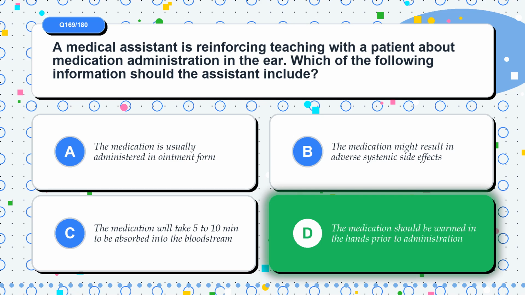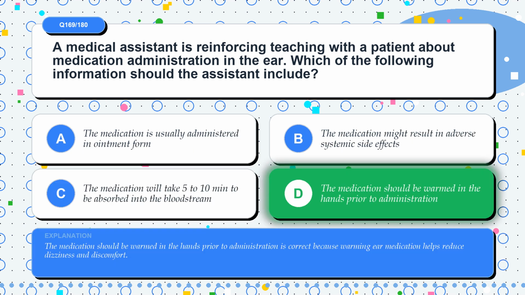The correct answer is option D. The medication should be warmed in the hands prior to administration. This is correct because warming ear medication helps reduce dizziness and discomfort.